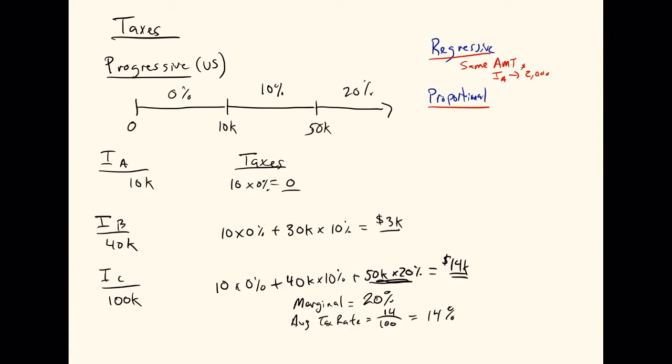For a proportional tax, everyone pays the same percentage. So let's go back to income bracket A. Let's say everyone has to pay 20%. So if everyone has to pay 20%, again, income bracket A winds up paying $2,000. And so you can see income A under the progressive tax system pays no taxes, or $0. And then under the regressive and proportional tax systems, he winds up paying $2,000 each under the assumptions that I've made.